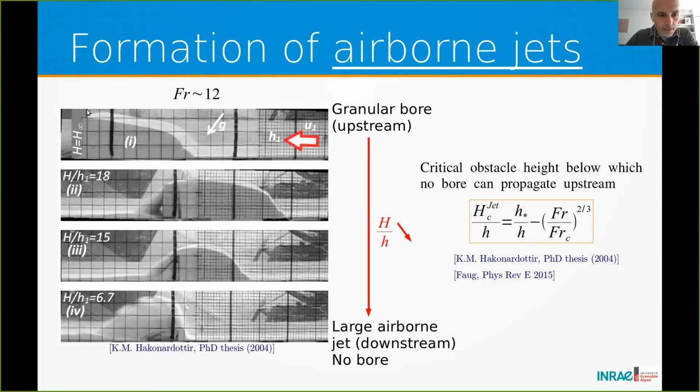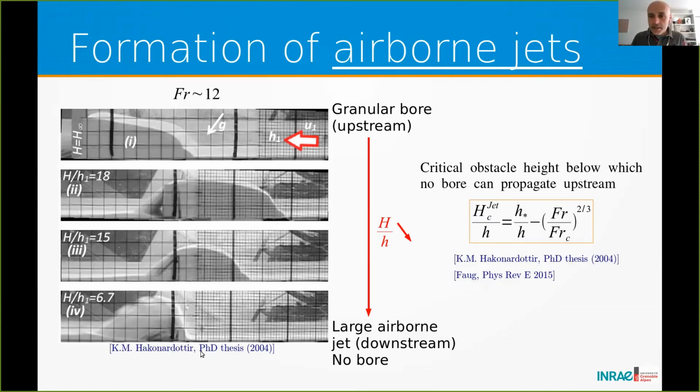And if you decrease the height of the dam, at some point, you can allow some overflow. The grains are able to overflow the dam, and a bore is propagating upstream, and at some point will stop. So you can have a steady jump formed and coexisting with a jet downstream. And if you continue to decrease the wall height, at some point, the jump is no longer propagating. All the material is launched downstream of the wall, and you form a big airborne jet.